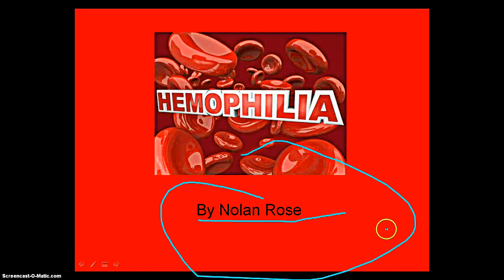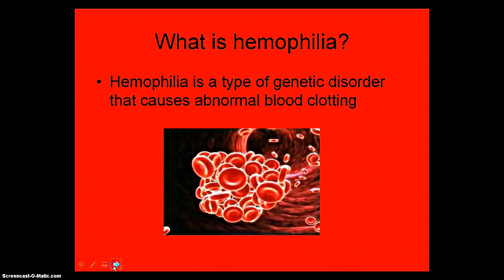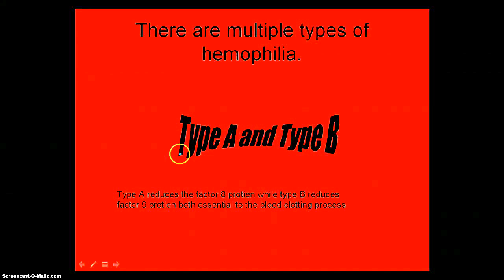I am doing my genetic research on hemophilia, which is a blood disorder that causes abnormal blood clotting in a lot of cases. I will go into the exact details of the disorder later on. There are two types of hemophilia. Type A reduces factor VIII protein, which is basically a protein that helps the cells in the body know how to clot the blood or not clot the blood. So it actually is incredibly essential for life.